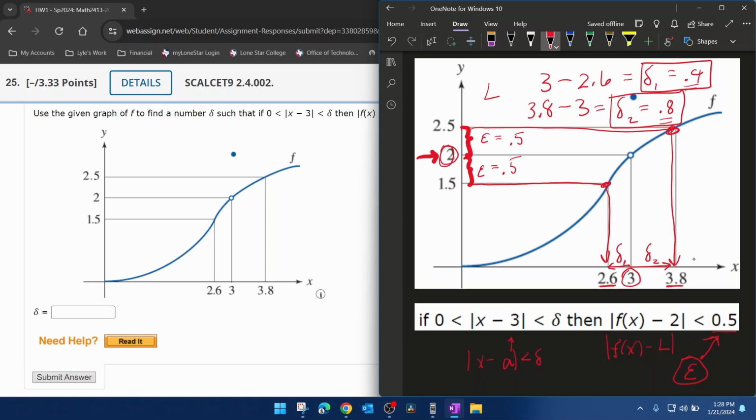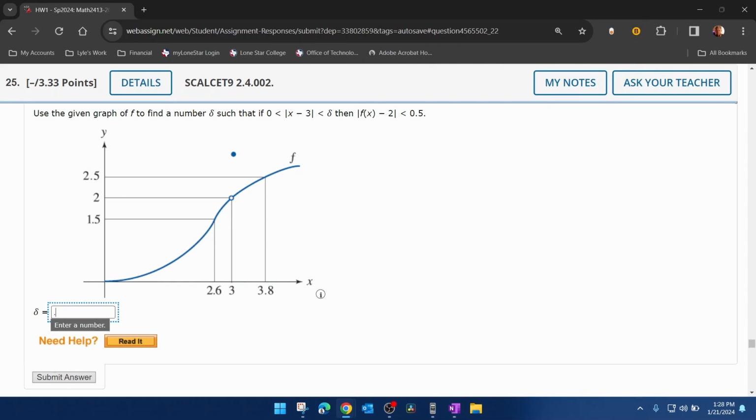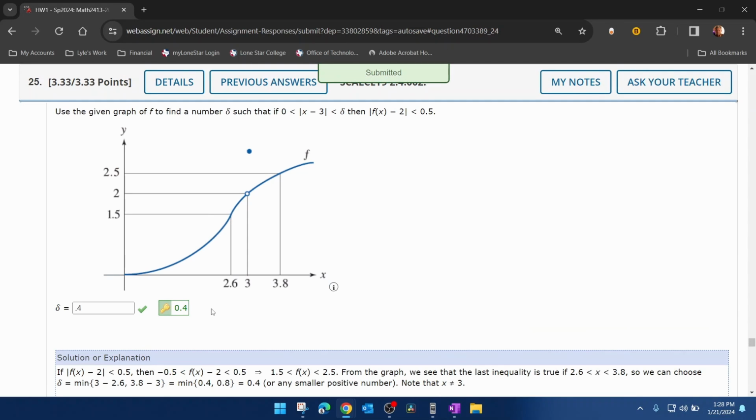So the delta that we need is 0.4 to guarantee that we remain within half a unit of our target limit. I believe it's 0.4. And we are correct. And that's going to do it for this problem.